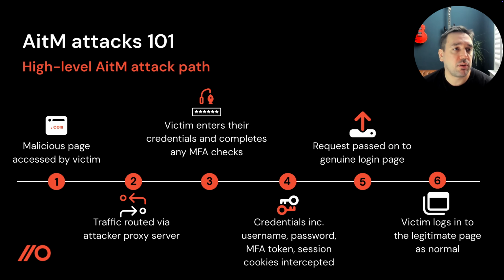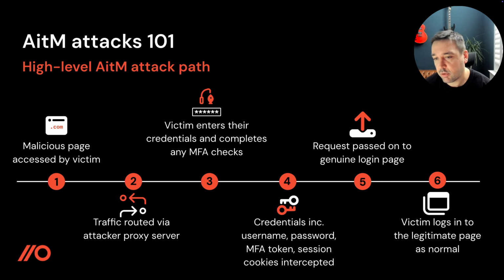Okay, so how does an attacker in the middle attack work at the high level? What's the 101 here? Essentially, we have a malicious page accessed by a victim, a standard phishing link they've clicked on. The traffic is routed via the attacker's proxy server, and they're proxying requests through to the legitimate page that they're impersonating. Let's say that's Microsoft Entra, for example. At this point, the victim enters their credentials. They'll then be prompted for any MFA, which they'll approve. And at that point, the credentials, including the username and password, whatever the MFA token was at the time, and most importantly, the session cookies are intercepted by the attacker.